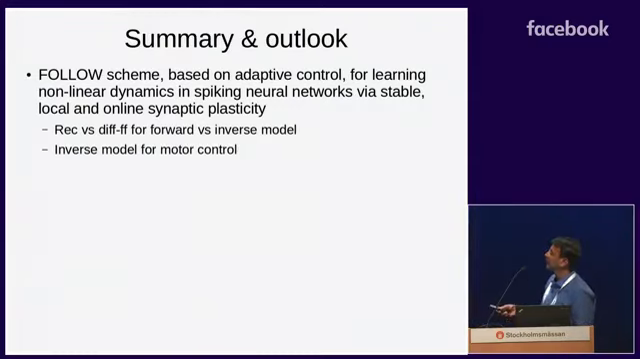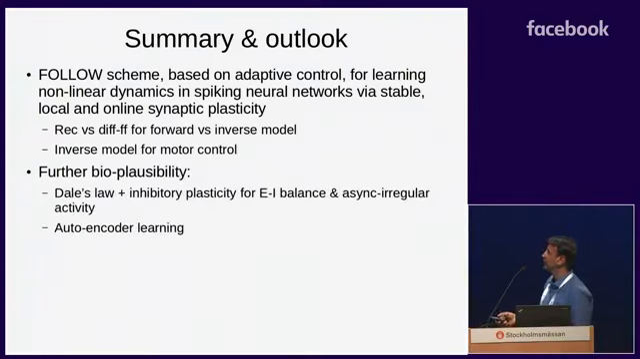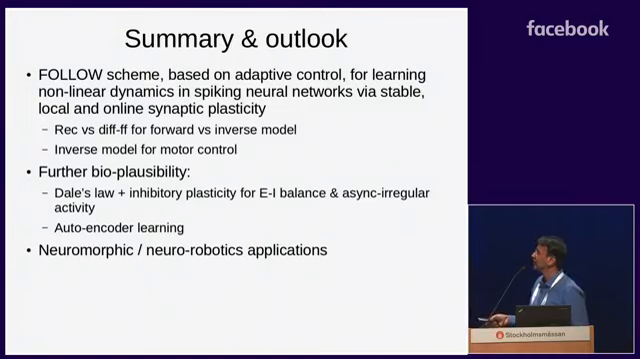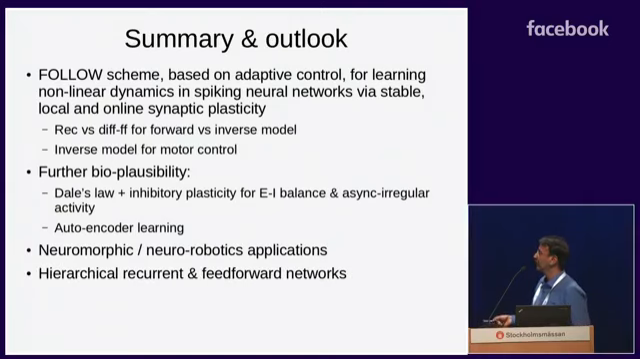And apart from this architecture for local learning, we also showed that for forward versus inverse model, the architectures are very different, recurrent versus differential feed-forward. We then use the inverse model for motor control. Further, we would like to put in further biological constraints and compare with experiments. Also, as I mentioned, there are applications to neuromorphic computing for power efficiency and easy learning rules. We are looking at hierarchical networks because in the brain also there are hierarchies of motor control: spinal cord, brainstem, cerebellum, motor cortex, premotor cortex.